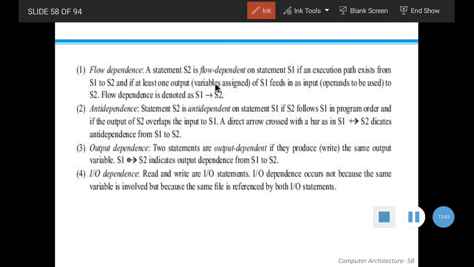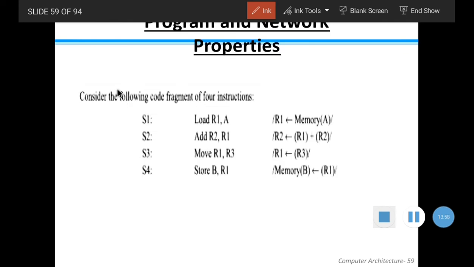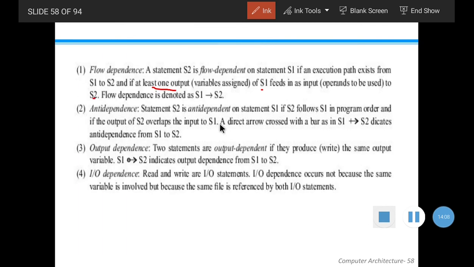Flow dependence is nothing but, if in statement S1 an execution path exists from S1 to S2, and at least one output of S1 feeds in as an input to S2. Okay, and if you think here, this output is fed as an input, and that's why there is a flow dependence. Similarly, in anti-dependence, I told you that the output of the current instruction should not be the input to the previous instruction. Then it is an anti-dependence.